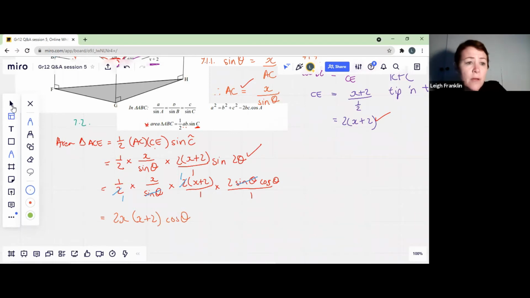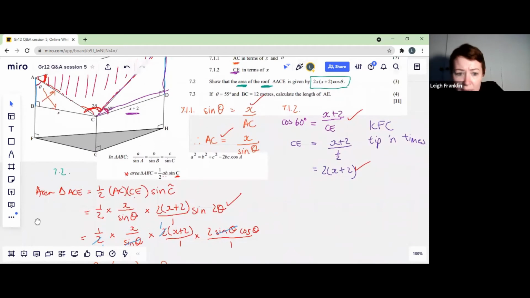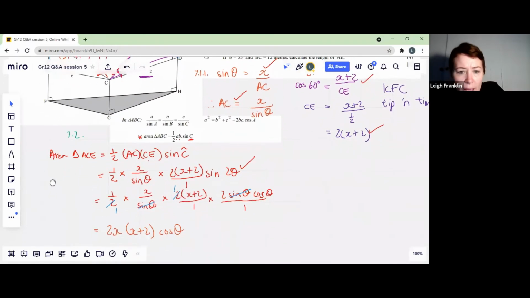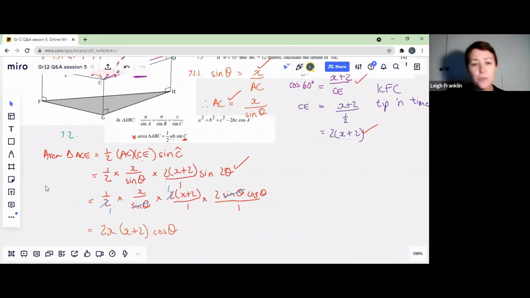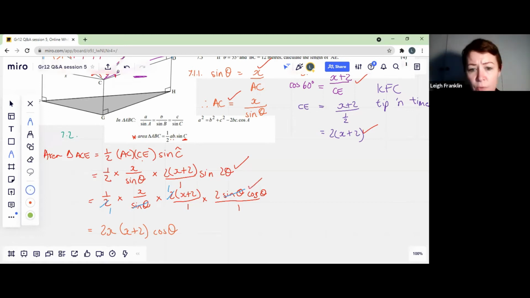And then I'm going to go back and just double check, is that what they gave me? Yes, 2x times x plus 2 times cos theta. Okay, out of 3 marks. So first mark for subbing into the area rule. I'm fairly certain that the next mark would be for the expansion of your sine double angle. And then I think there would also be a mark here on simplifying. There's not going to be a mark on the answer because that was provided.